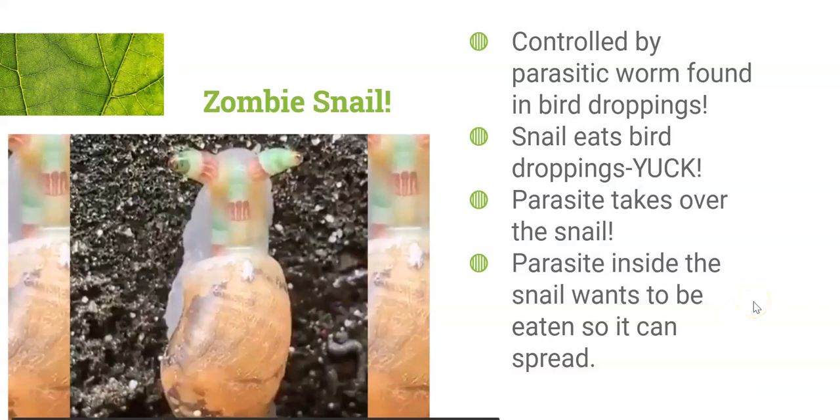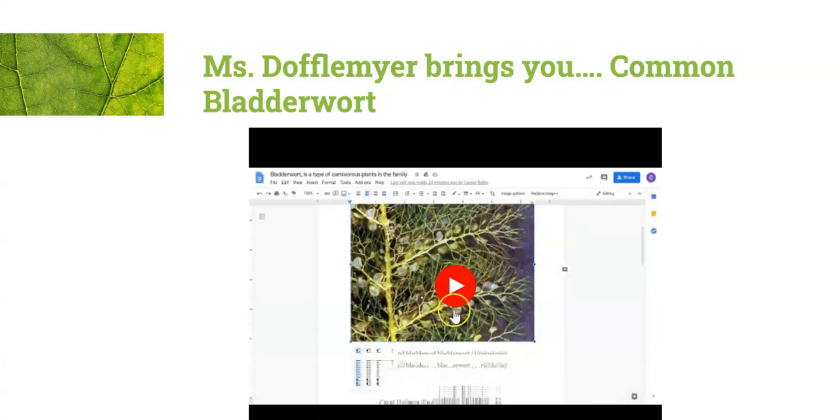Okay, so a little bit about the zombie snail. Here's the fun facts. It's controlled by a parasitic worm found in bird droppings. The snail actually eats the bird droppings. Yuck! And the parasite actually takes over the snail. The purpose of the parasite doing this is to spread out across the land, like Mr. Pitt said. Next up is the common bladderwort.